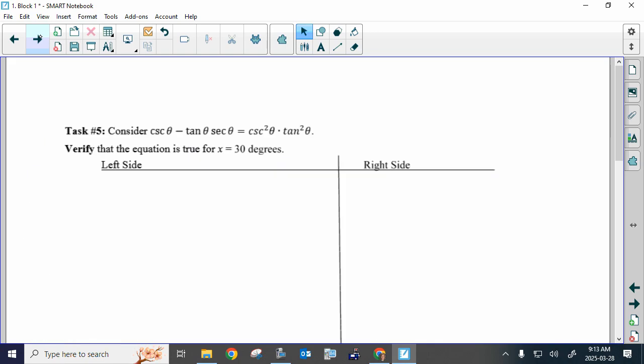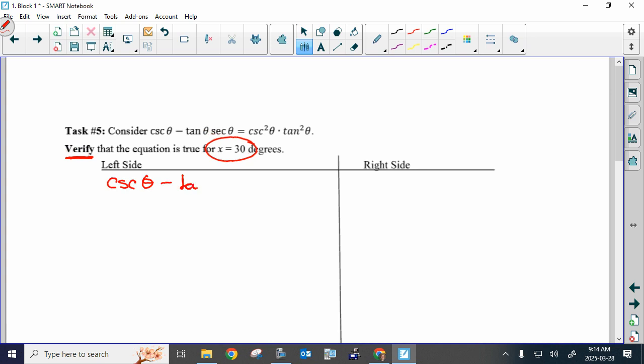Okay, guys, try this one. Oh, we're verifying. Woo! We like a verify. Verify is not a proof. Verify is telling you to substitute the angle measure in, and then you have to find all of the ratios for that angle measure. So, still define your left side. Still define your right side. Substitute the angle in.